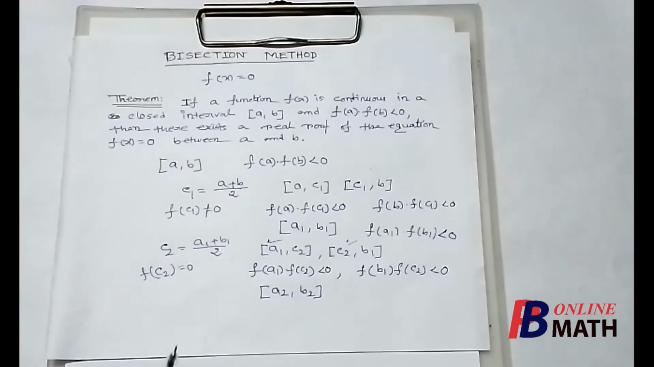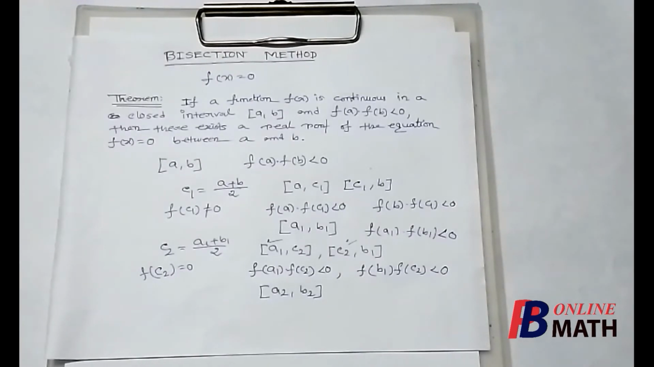So now we have found that the real root lies between A2 and B2. Continuing in this way, in subsequent steps we shall find new intervals, suppose A3 B3, A4 B4, in such a way that the real root lies within this interval, and the length of this interval becomes smaller and smaller. So continuing in this way, ultimately we shall find better approximations of the real root which lies between A and B. Now this process continues until we get the approximate root correct up to the desired order of accuracy.